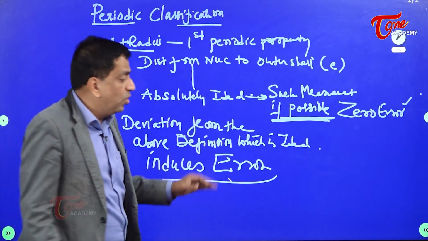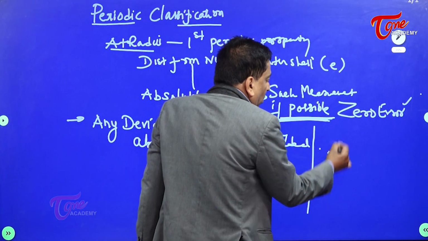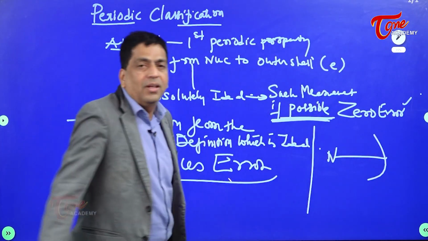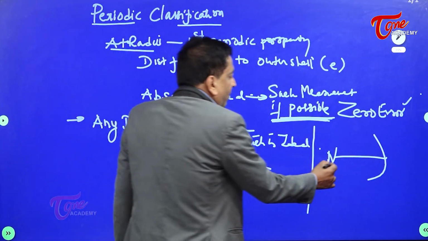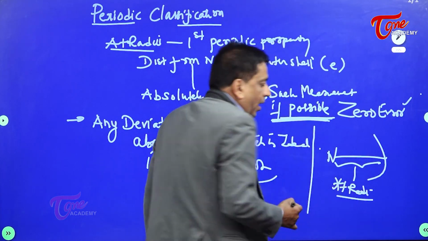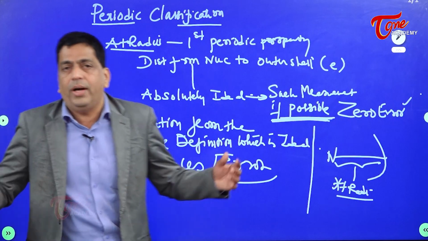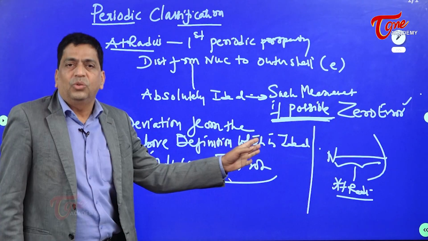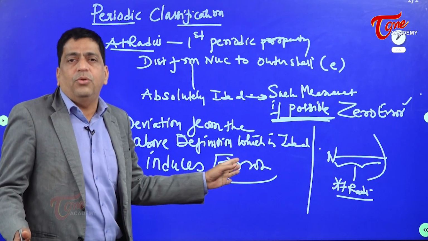What is the definition? You start off from the nucleus, go to the outermost orbit, then if you are able to do it, this is atomic radii, and the measurement will give you zero error. If you are so perfect, do it. Please do it. Go and do it. What are you trying? What are you doing?